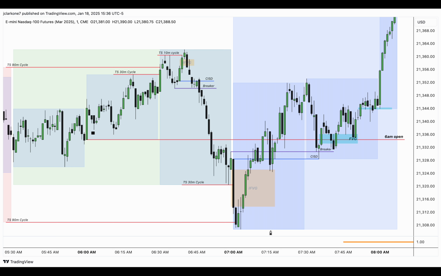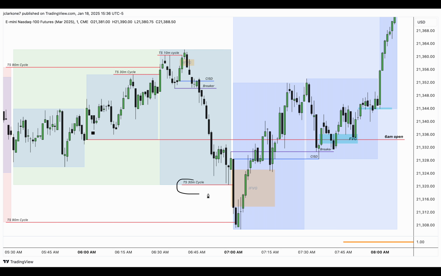Okay, so like I said, obviously this wasn't the wick. Okay, so we misread it. We still got a winning trade, but we didn't trade the 6 a.m. candle properly. So now we're down here, and we have the same thing happen.